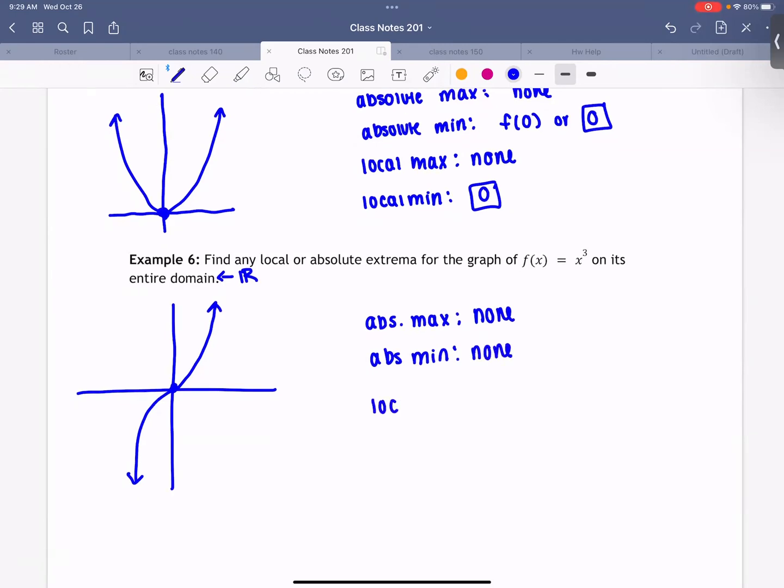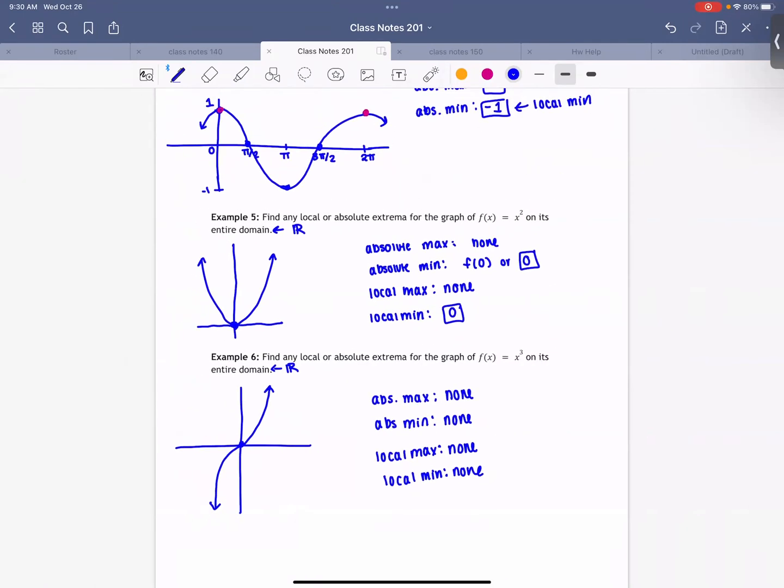Okay. What about local maxes? Any local maxes here? No, right? This doesn't seem to have any peaks or even any valleys. So I actually think this doesn't have a local max or a local min. There's no peaks, there's no valleys. So there's no local max and no local mins. So this is an example of a function that does not have an absolute max, an absolute min, or a local max or a local min. So you can have a function with nothing in it. Any questions on these examples so far?